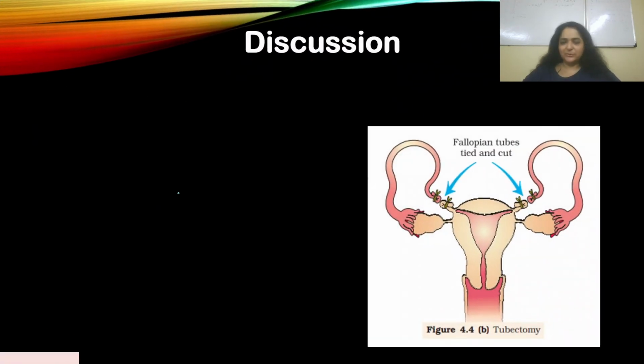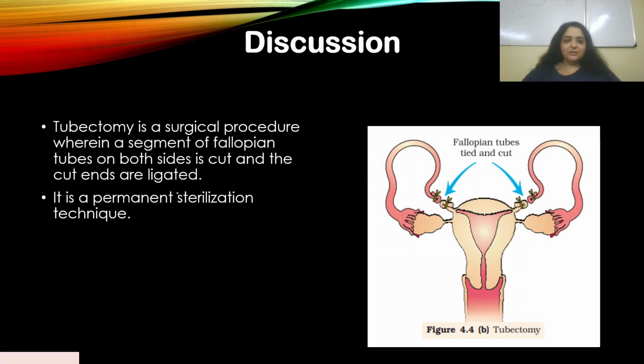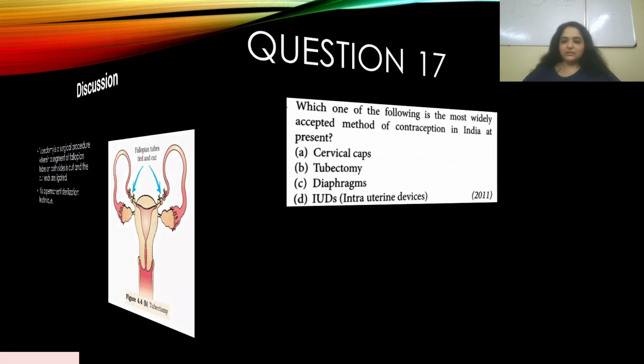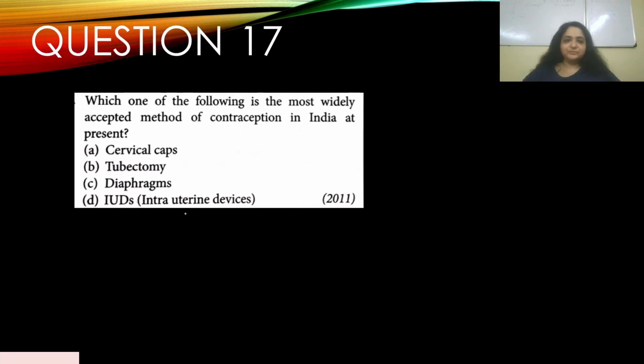I've already discussed tubectomy. It's a surgical procedure wherein a small segment of the fallopian tubes is cut on both sides and the cut ends are ligated. Okay, simple, it's a repetition.